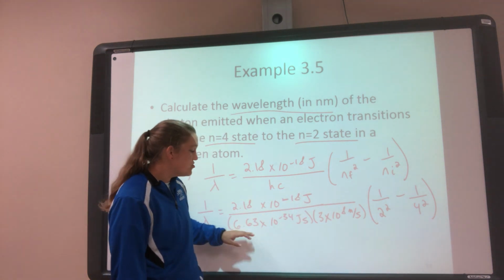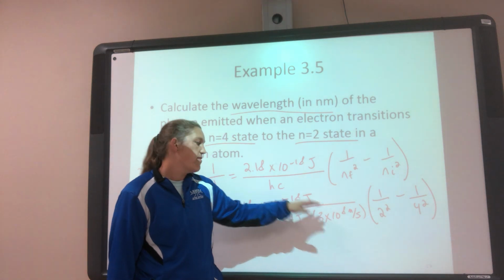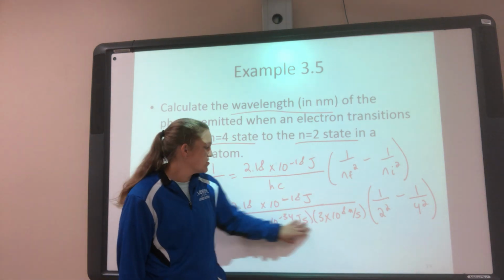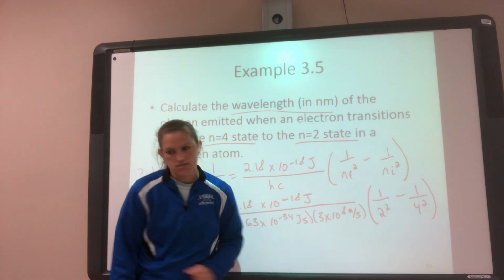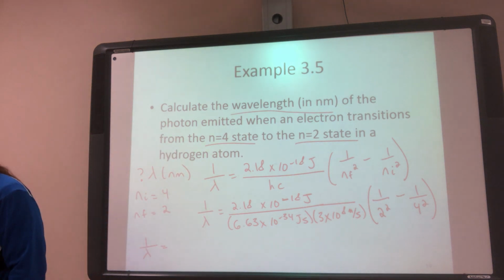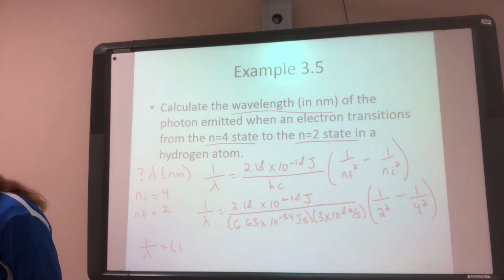If you need to, you could do this times this and then do top by bottom. But I'm just going to do this whole math. I'm going to do this guy divided by this guy. And that's going to give me 1.09603 times 10 to the 7th.